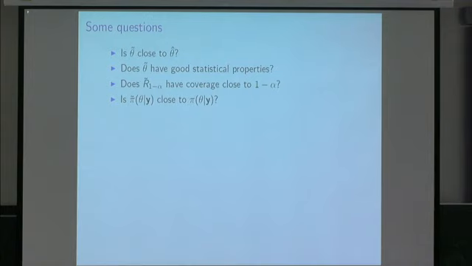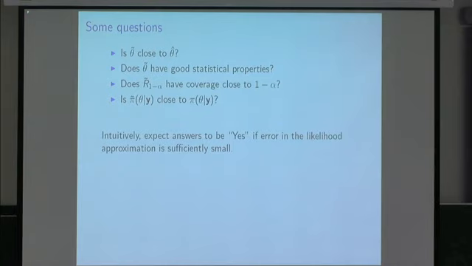Okay, so we can do inference in various ways and get some output. What we're really interested in saying now is, is that output any good? So we might want to know, is the approximate likelihood estimator close to the MLE? Does the approximate likelihood estimator have good statistical properties, similar to the ones that the maximum likelihood estimator does? Does the confidence interval with nominal coverage 1 minus alpha actually have coverage close to 1 minus alpha? Is the approximate posterior distribution close to the actual posterior distribution?